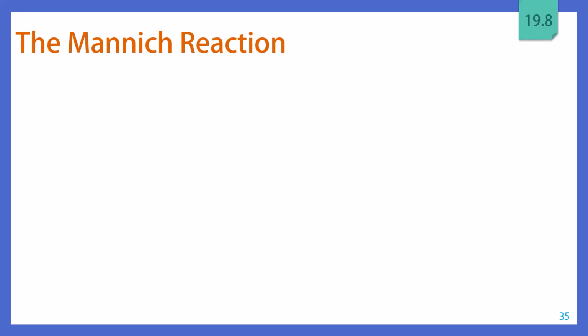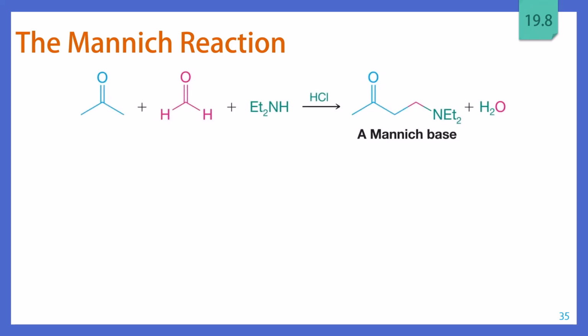Our next big topic is the Mannich reaction. This is a reaction that actually contains 3 different components. You have to have formaldehyde and a secondary amine in order to do a Mannich reaction.